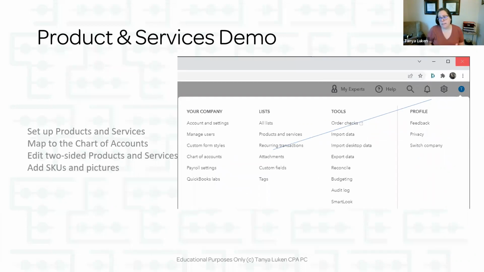Okay, we're going to talk about products and services, and then we're going to take a hot minute. Yes, sales tax comes at the very end, tomorrow. So yeah. Okay, so products and services demo.